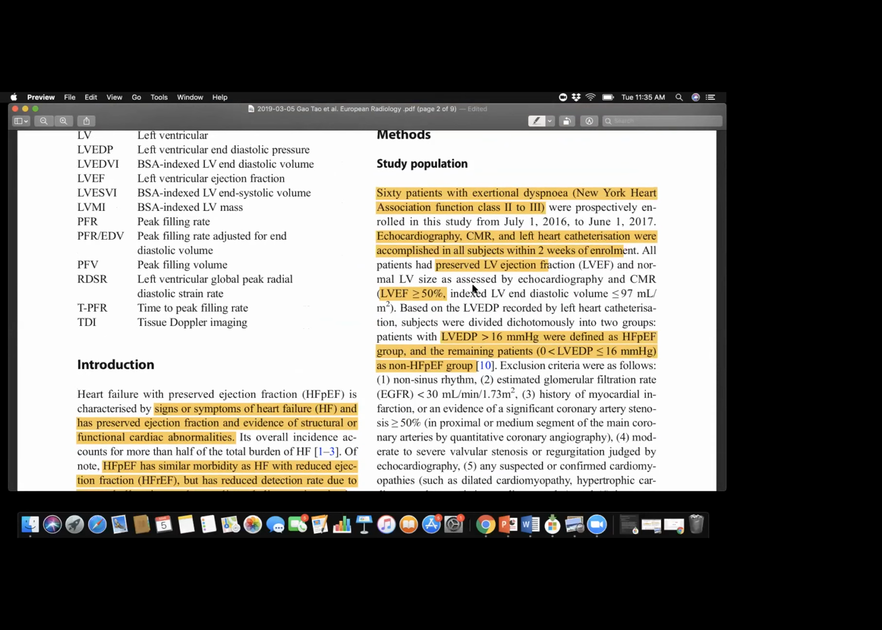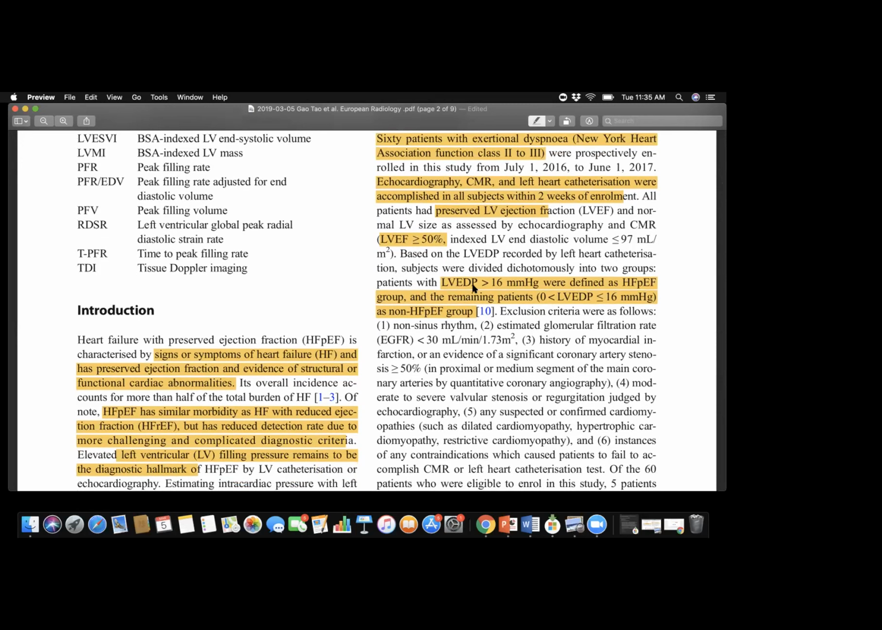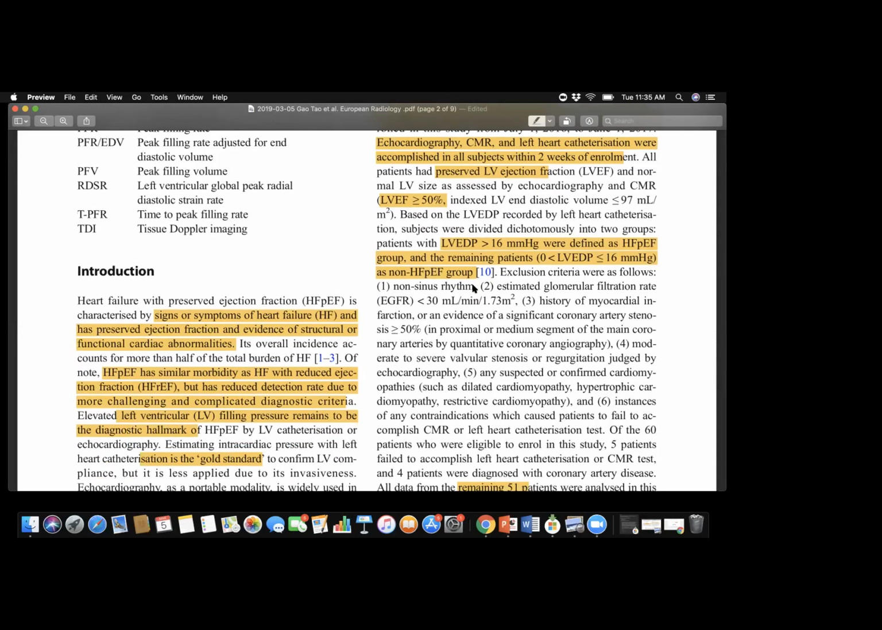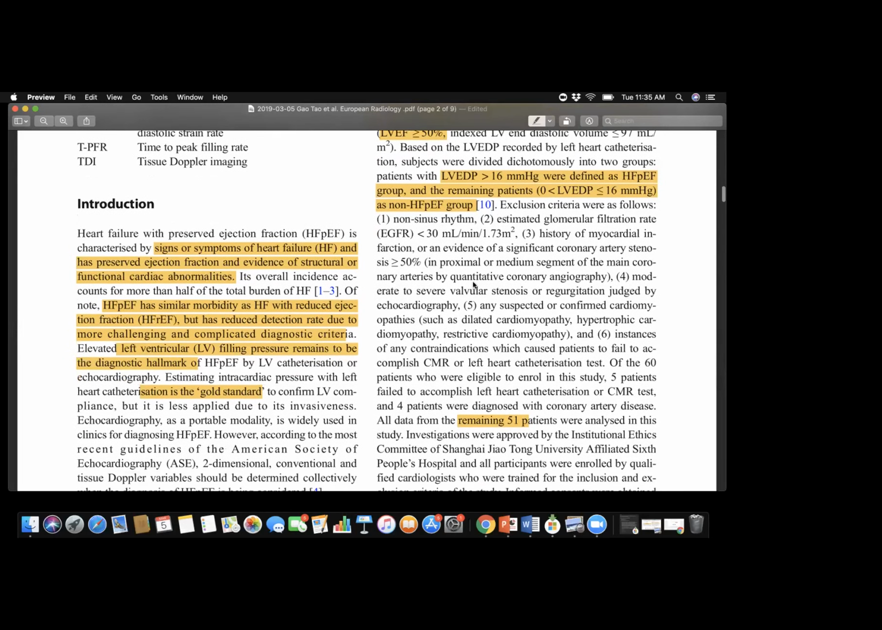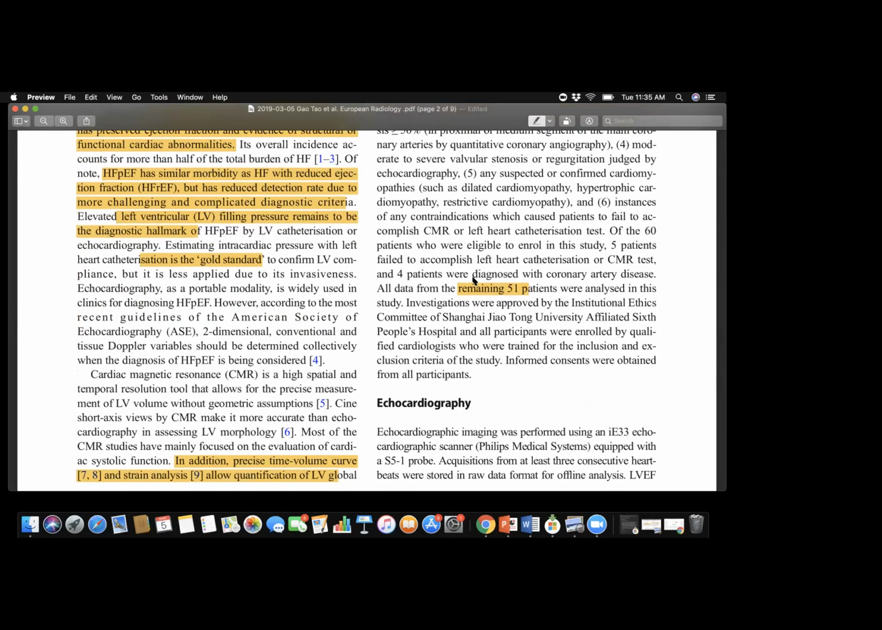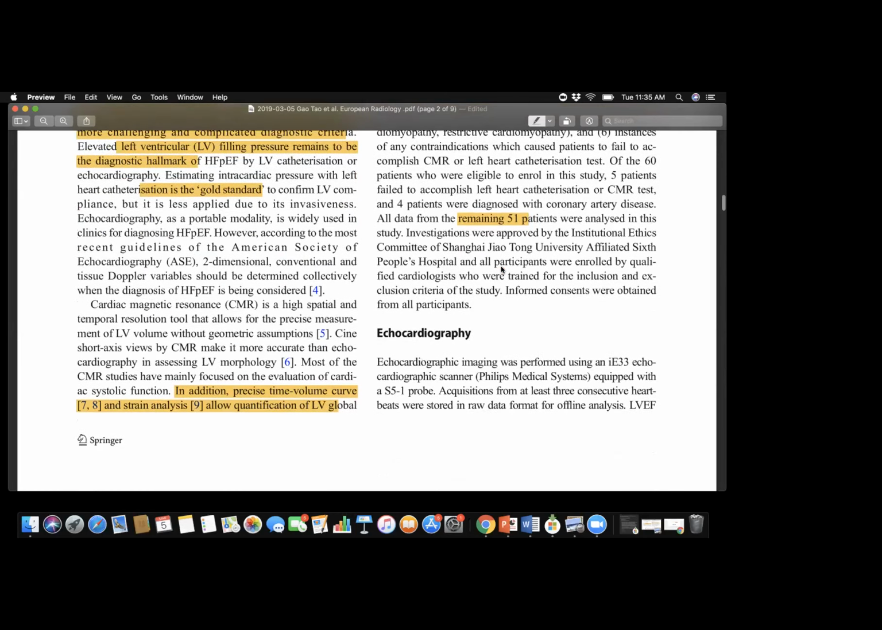The study included 60 patients with heart failure class 2 to 3 symptoms, and they all underwent echo, CMR, and left heart catheterization within 2 weeks of each other. The EF cutoff was 50%, so anybody above 50% was kept in the study. If the end-diastolic pressure measured by cath was above 16, the patients were considered HFpEF. If not, they were not heart failure with preserved EF patients. Overall, from the 60 patients, they were able to analyze a total of 51 patients.